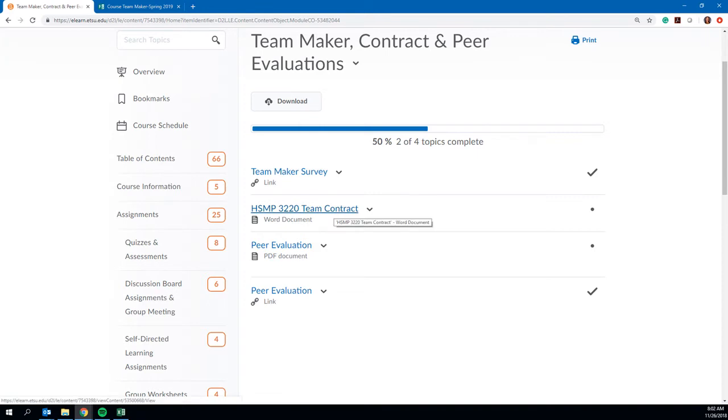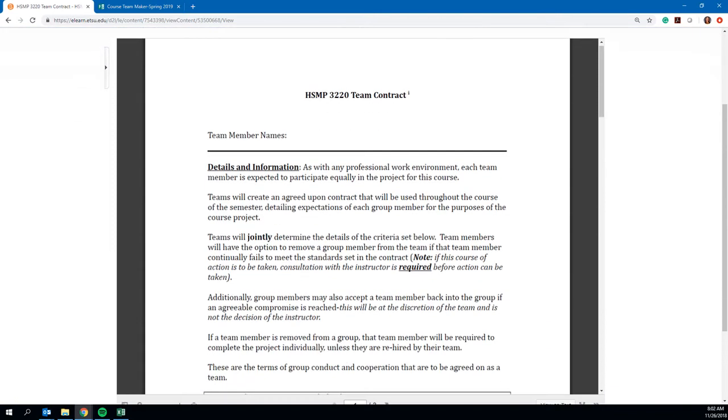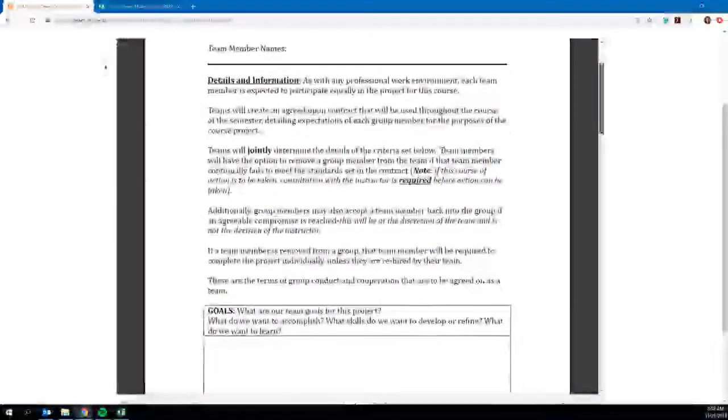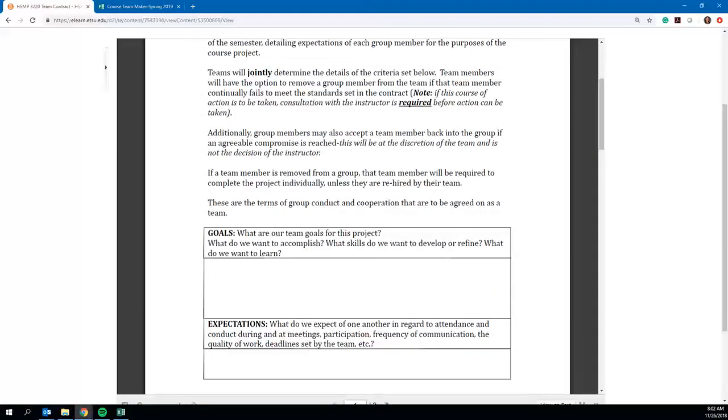After you complete your Team Maker survey, one of the first things that you will have to do as a group is your team contract. We'll go over that very quickly. Now, please make sure to read this contract in its entirety. The purpose of this contract is as a team to lay out the rules and the expectations and the goals you have as a group.